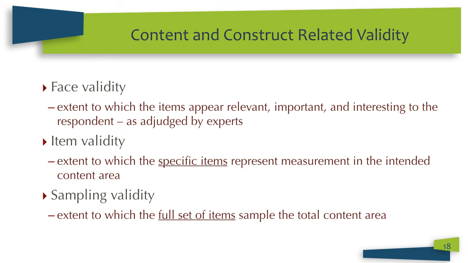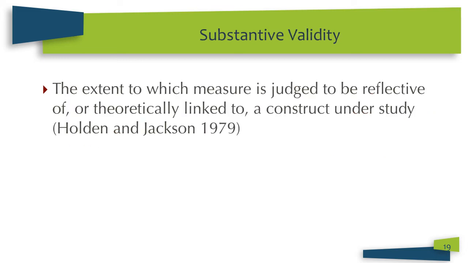Then is item validity. It is again kind of face validity. It can be done through some mathematical tests as well, but the idea is that you are proving the validity of a particular item or a particular question. And when you are doing it for the full set of items or the entire questionnaire, it is called sampling validity. Then another type is substantive validity.